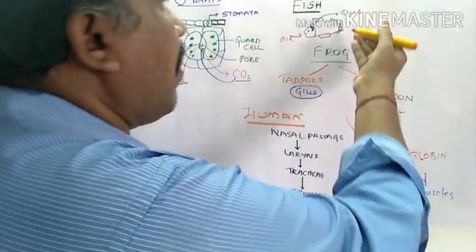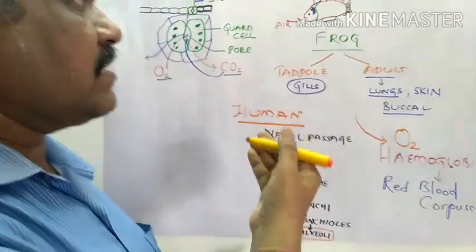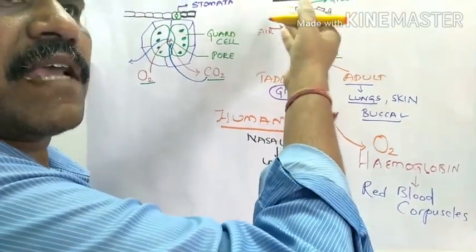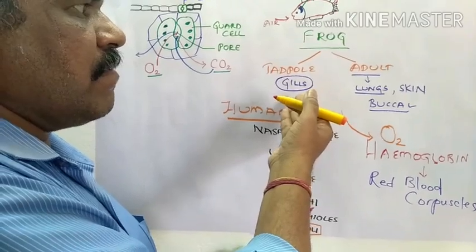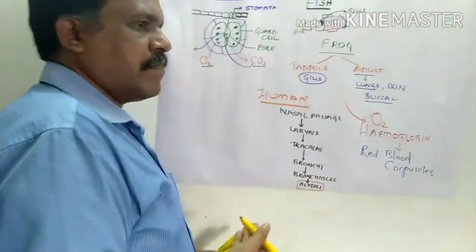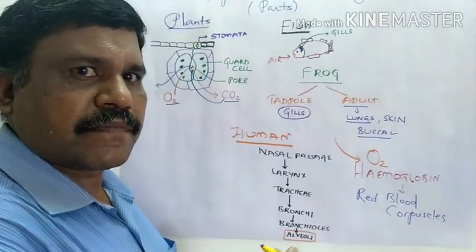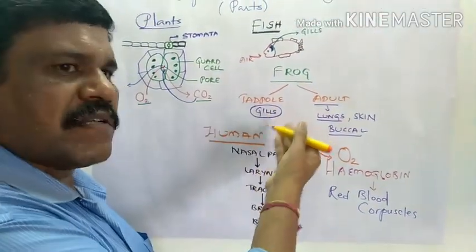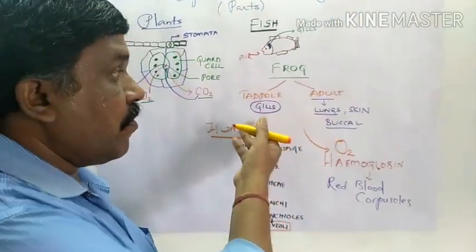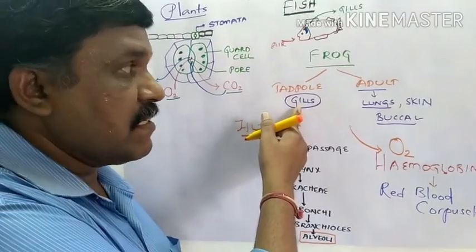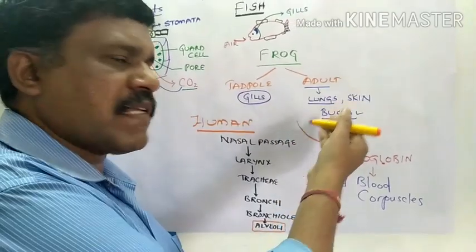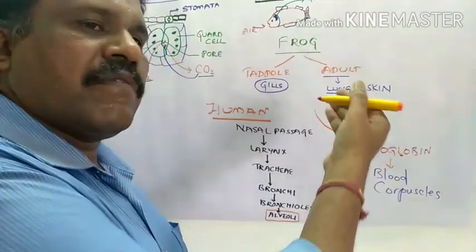We can see in some other organisms, in the case of fishes, the water passes through the nostril, and the gills are the portion where the exchange of gases occurs. In the case of frogs, because of the life cycle, the process called metamorphosis, there are 2 stages. In the tadpole, respiration occurs by gills, and in the adult frog, the lungs play a very prominent role. Other than that, even skin and buccal cavity are involved. All this you learn in the higher classes.